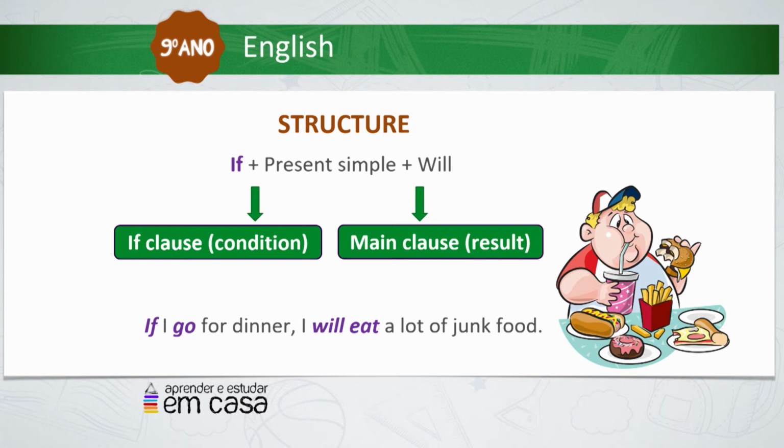Now, the structure of the first conditional is, again, we have if, all right, in the beginning, then we have the present simple, but different from the zero conditional, in the next one we don't have the present simple, we have will. So we have the if clause that shows us the condition. The verb has to be in the present simple, but in the main clause or the result, we don't have the present simple, we have will.